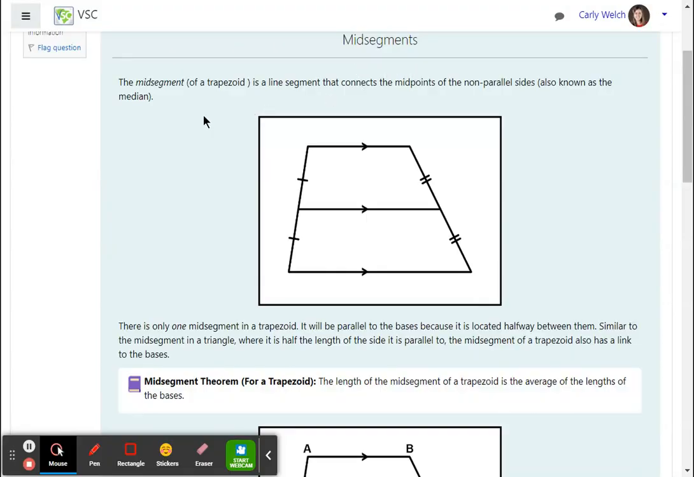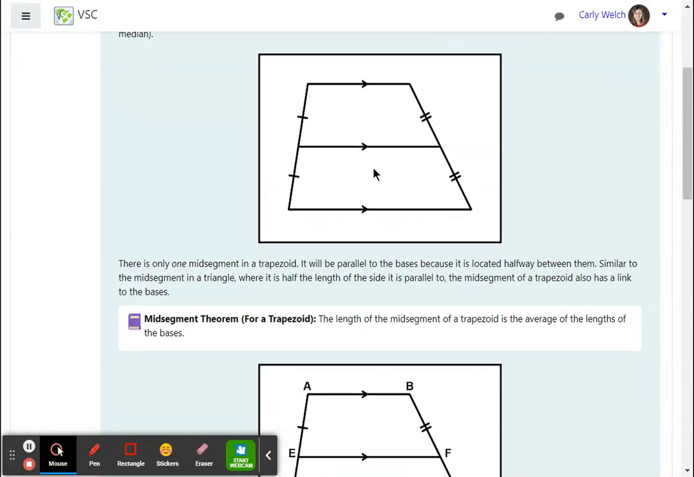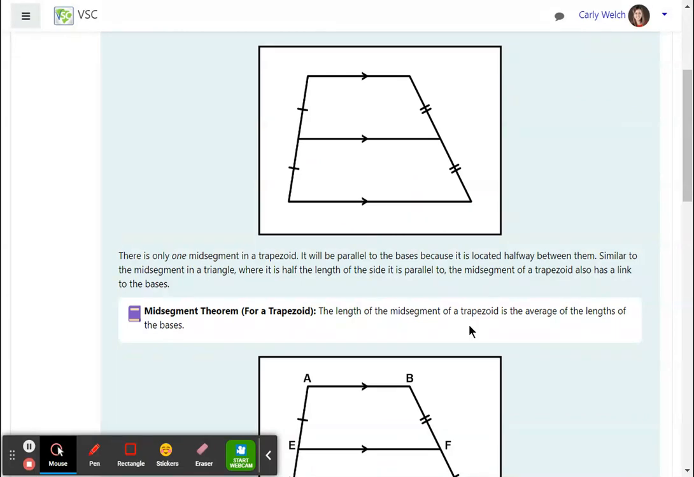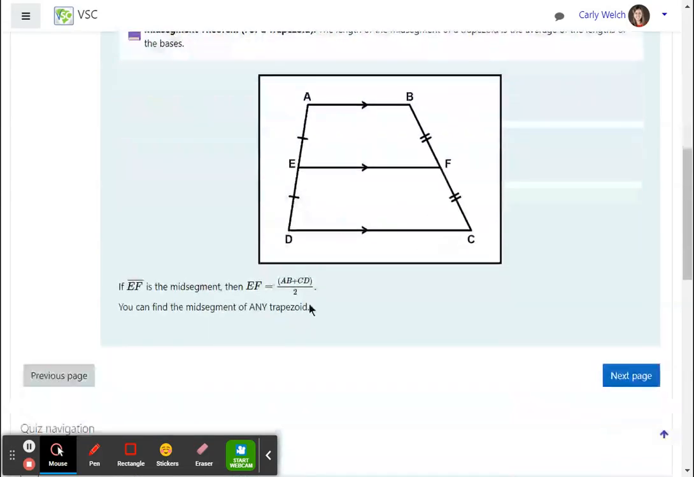We have mid-segment. So the mid-segment is a line segment that connects the midpoints of the non-parallel sides. So it splits these two sides in half. It is the average of the lengths of the bases. So half the top plus the bottom. And there's your formula.